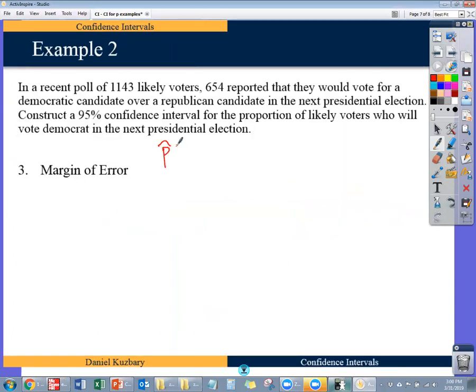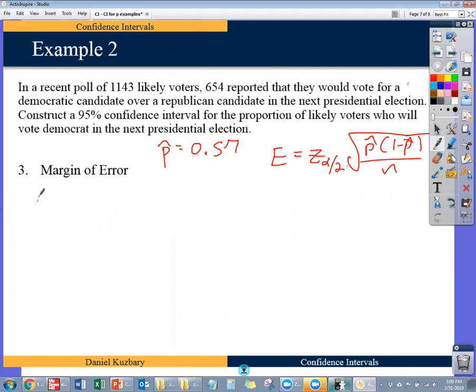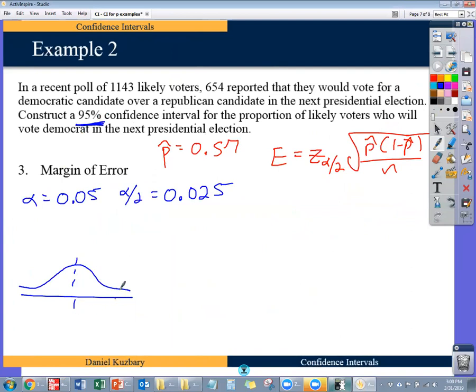Let me jot that down up here. Our margin of error is given by the formula E is equal to Z sub alpha over 2 times the square root of p hat times 1 minus p hat all over n. And so I have p hat, I have n, I need to get Z sub alpha over 2, and since I'm doing 95% confidence, that means alpha is equal to 0.05, means alpha over 2 is equal to half of that, which is 0.025, which means that on my normal distribution curve, the number here is 0.025.